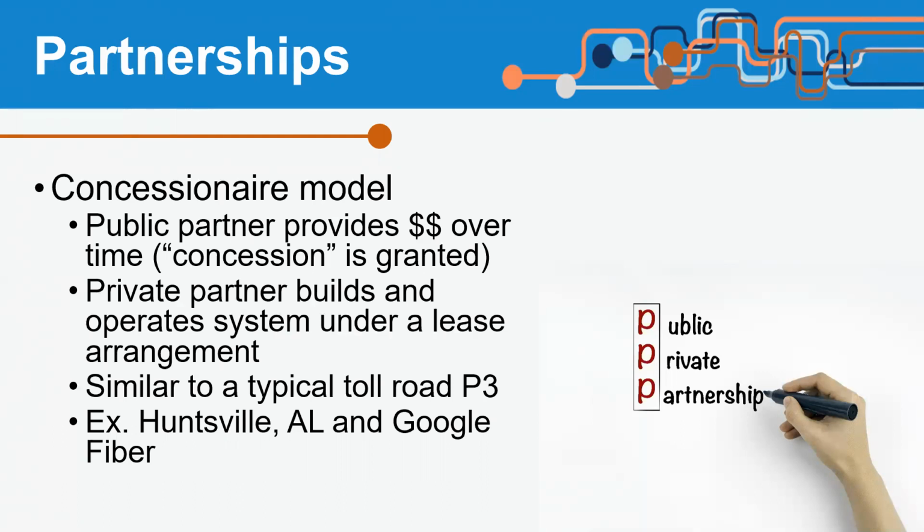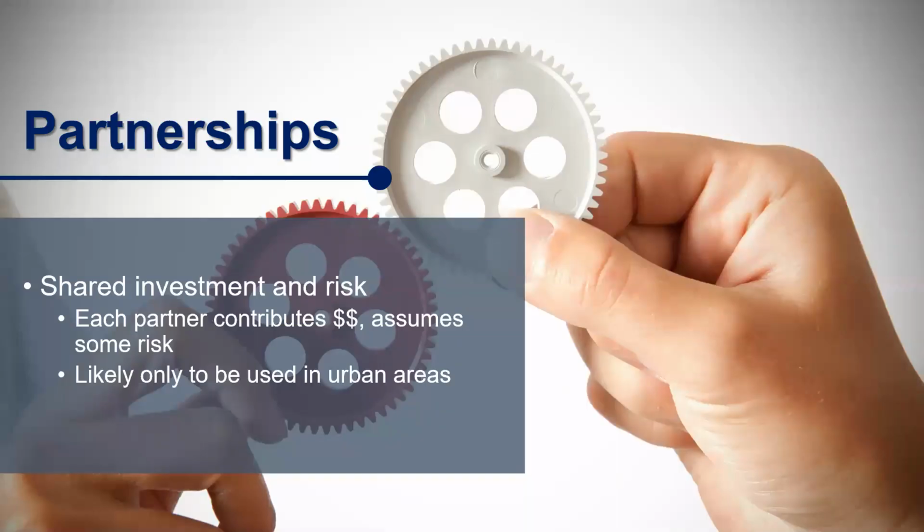There's an example in Huntsville, Alabama of this type of model, and they partnered with Google Fiber. Huntsville, I will say, also had its own electric system, and that definitely made it attractive for Google. It cut down a lot on the cost for that partnership.